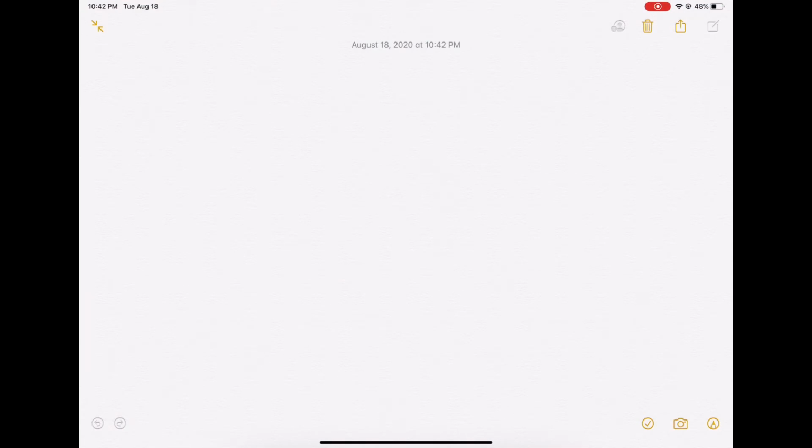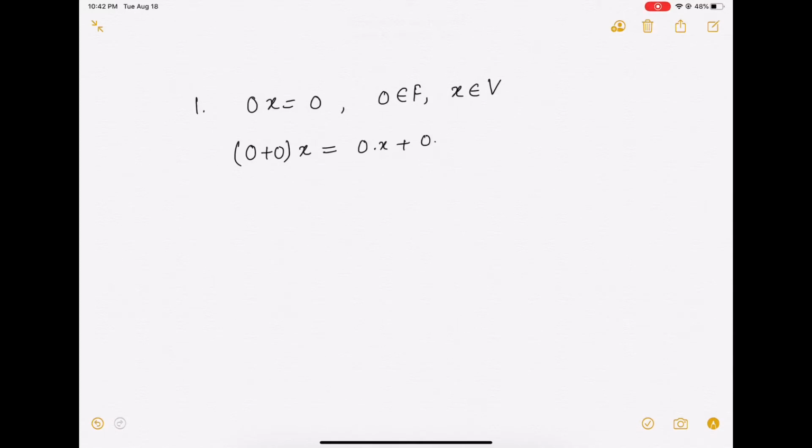In today's lecture, we will learn some properties of vector space. First, we will show 0 dot x equal to 0, where 0 is a member of field and x is an element of vector space V. So 0 plus 0 when applied on x, this gives you 0 dot x plus 0 dot x. This holds due to distributive property.